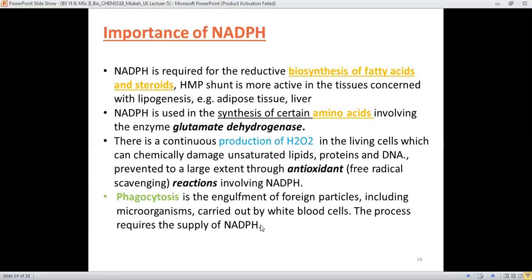It is involved in the phagocytosis of the cell. Whenever there is the entry of any foreign particle like a microorganism, then white blood cells take part in the offensive and defensive mechanism. And for this purpose, there is a requirement of a continuous supply of NADPH. So NADPH is involved in the process of phagocytosis, in which white blood cells take part in the offensive and defensive mechanism.